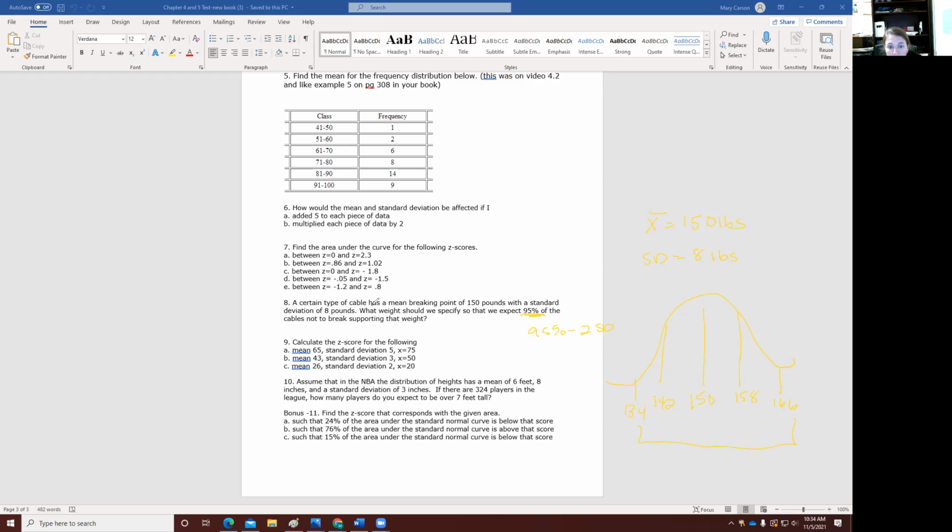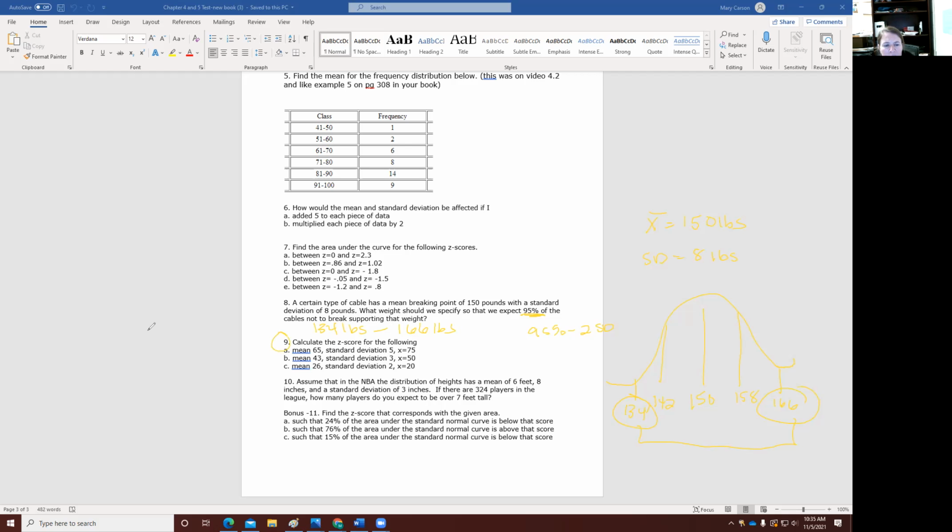Okay. And so this is 2 standard deviations away from the mean. So this is what they mean when you say, what weight should we specify so that we expect 95% of the cables not to break. So 95% of the cables would fall between 134 pounds and 166 pounds. This is the answer that I wanted. Now, some of you guys gave me an amount of weight between this, and I still gave it to you, but really I wanted the weight specification, which was 134 pounds to 166.